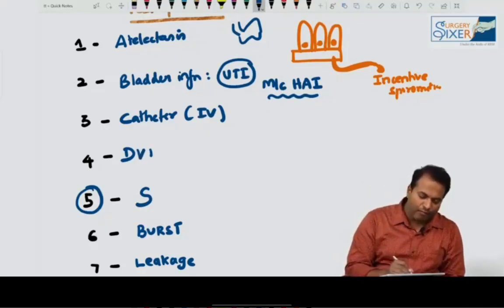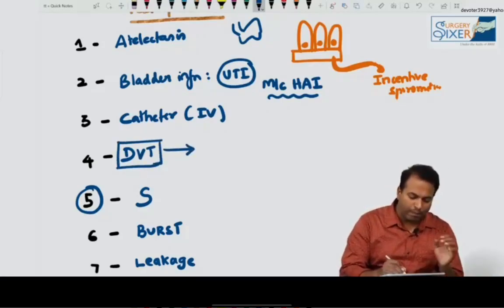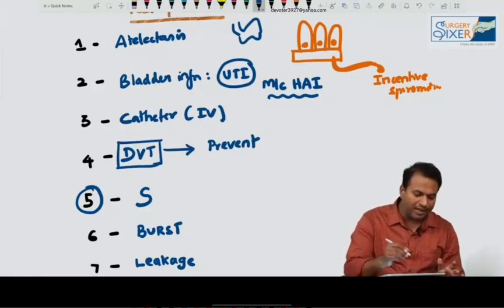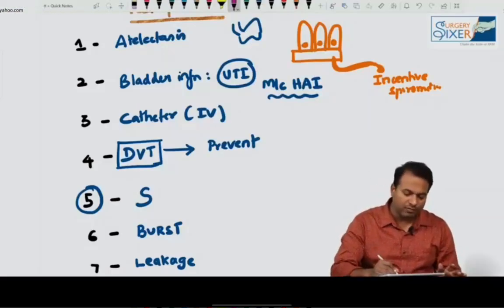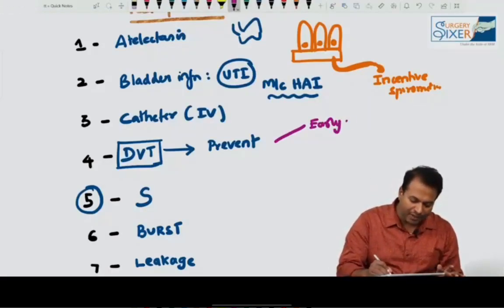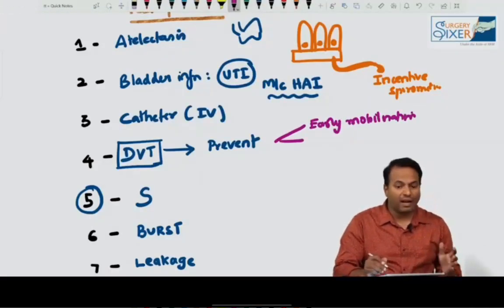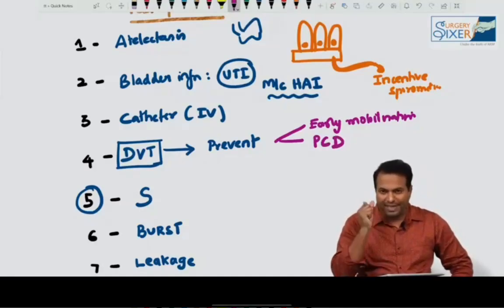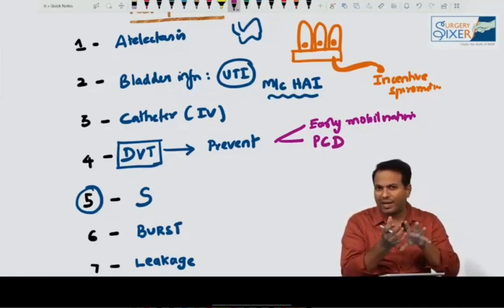4 is deep vein thrombosis. That is why we should mobilize the patient early, so you have to prevent DVT. Prophylaxis for DVT is most important in surgical causes of fever. DVT is one of the important causes of fever on the 4th day. We have to advise early mobilization, the best method to prevent DVT. Or if the patient cannot be mobilized, we should apply PCD. What is PCD? Pneumatic compression device. ICUs in hospitals will have a pneumatic compression device which will compress the legs continuously.